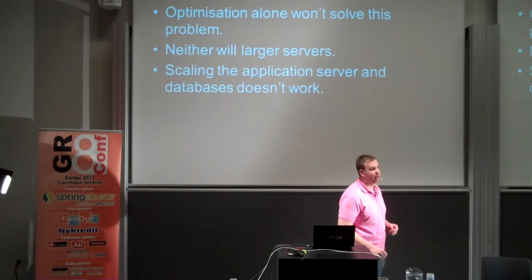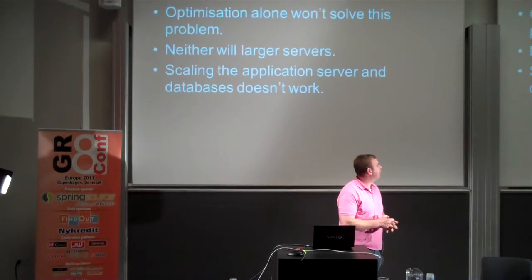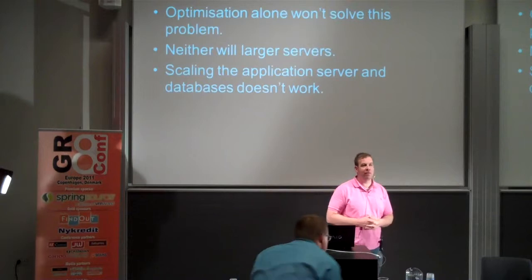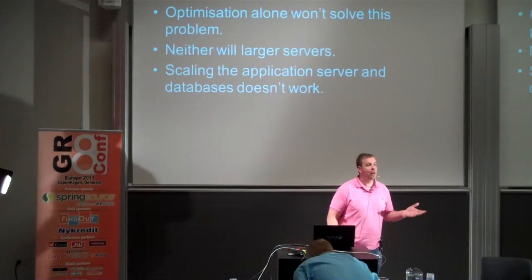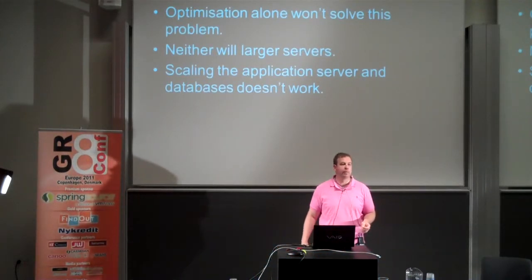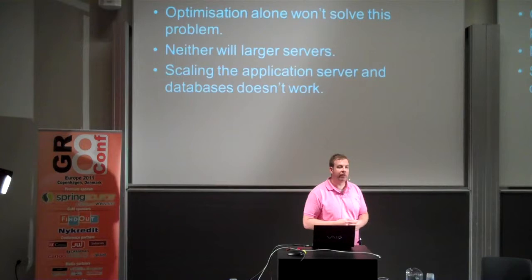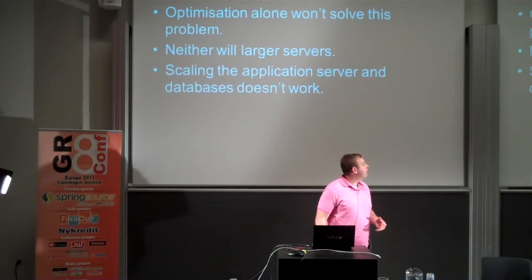We looked at three possible scenarios where we try to solve this problem. Optimization, refactoring, it won't work. It's too low level. Larger servers, it won't work. It's not economically viable. Can't be deployed quick enough. Ultimately, if the traffic spike is severe enough, from a technical point of view, it won't work.